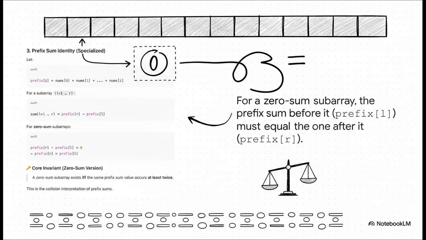So, here's where the magic happens. Think about it. If the sum from the start all the way to say point L is 10, and then later the sum from the very same start all the way to point R is also 10, what does that tell you about all the numbers that were between L and R? It means they must have all added up to exactly 0. They canceled each other out.